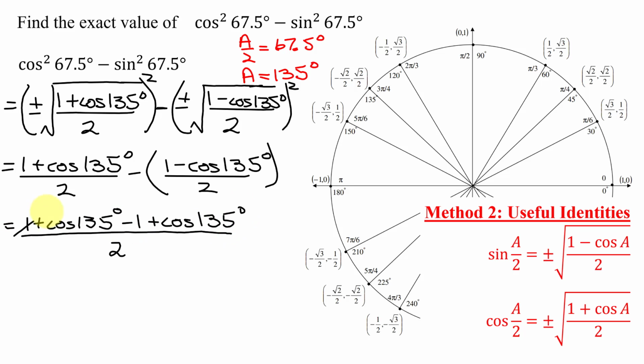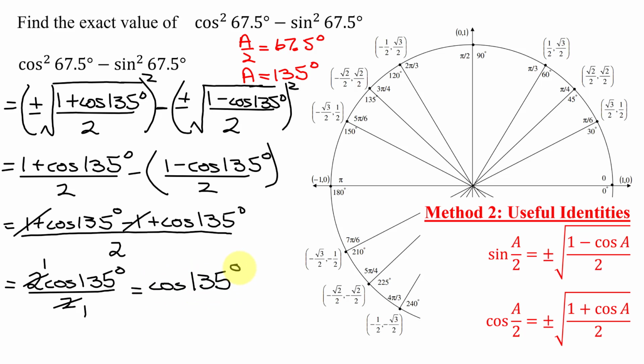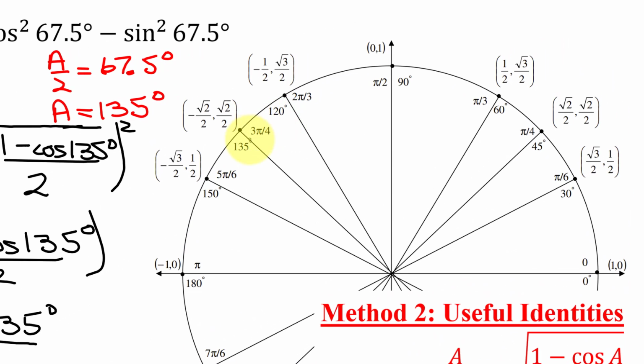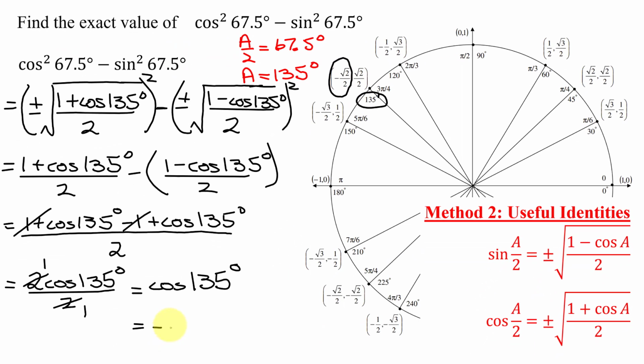And 1 minus 1, those add up to 0. So I get the cosine of 135 degrees plus the cosine of 135 degrees, which is 2 times the cosine of 135 degrees divided by 2. These 2's reduce, so my expression equals the cosine of 135 degrees. And looking on the unit circle, here's 135 degrees. The x-coordinate is negative the square root of 2 over 2.